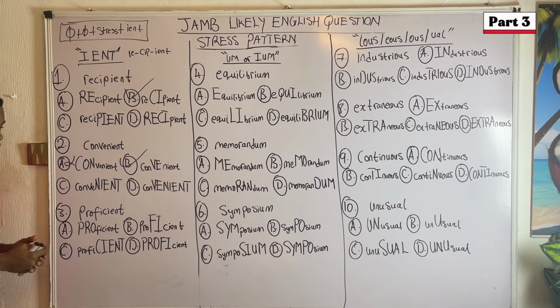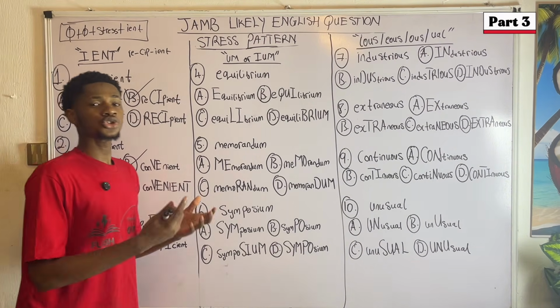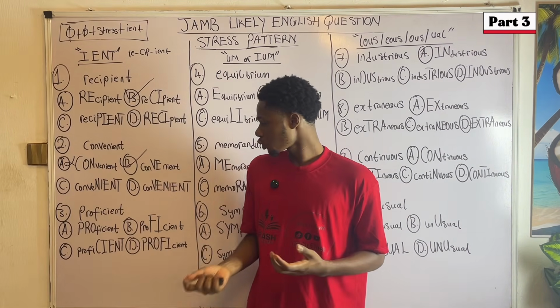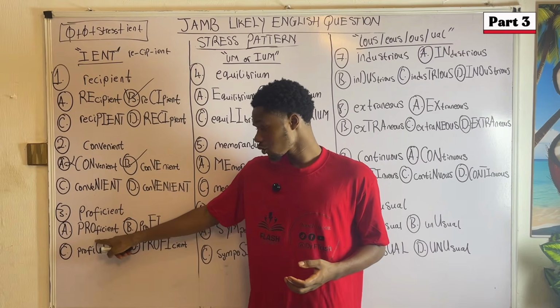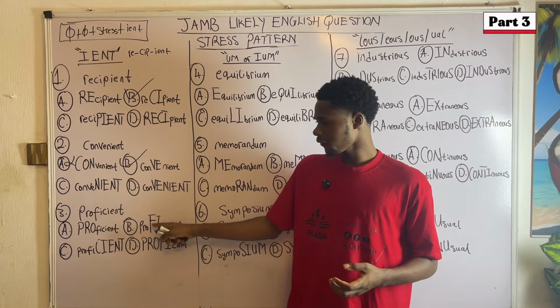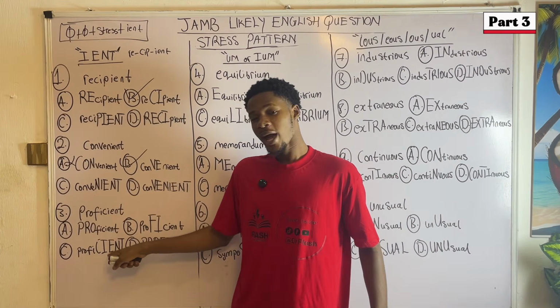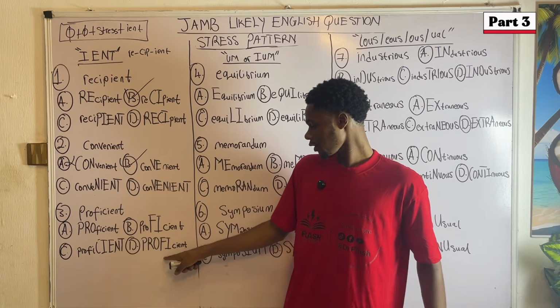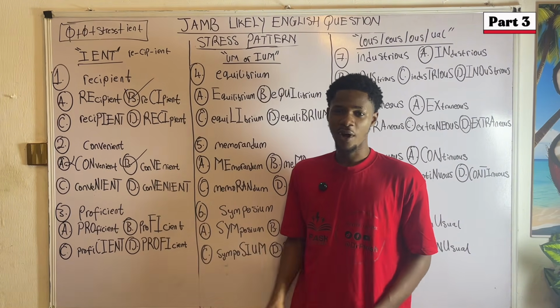Now, next one on the board, we're having proficient. You can try and attempt this particular one, proficient. Let's see how you'll be following my exercises. So to stress proficient, how do you do it? Option A, proficient with PRO stressed. Option B, proficient, FI stressed. Option C, proficient, CIENT stressed. And option D, proficient, and then PROFI stressed.